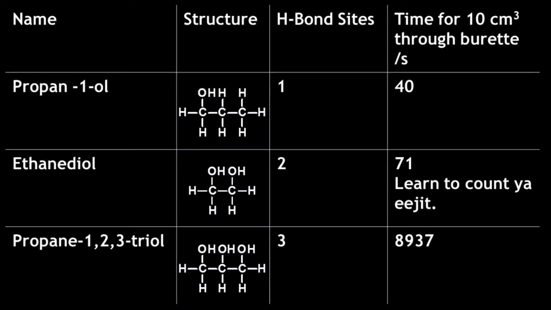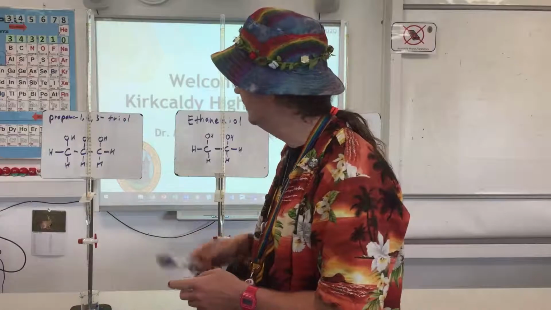So we went from the propane 1-ol, which was 40 seconds. We had the ethane diol, which was 77 seconds. And then we've got our propane 1,2,3-triol, 8,937 seconds to go through the burette. So I think we've proved pretty conclusively that the more hydrogen bonding sites you have in the molecule, the more viscous the substance is going to be. That's the end of my viscosity experiment.